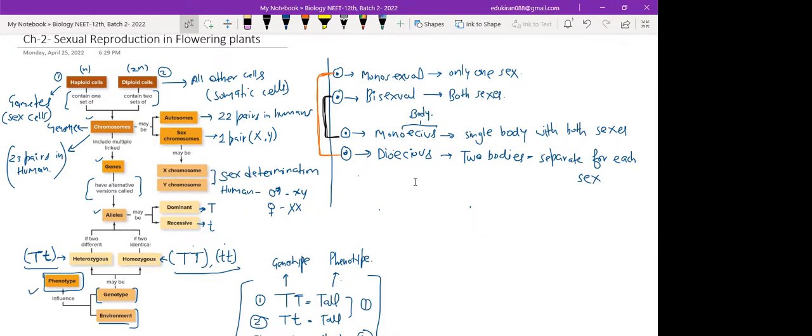Then we came to chromosomes. Chromosomes may be autosomes or they can be sex chromosomes. In autosomes, there are 22 pairs in humans. But for sex chromosomes, there are only X and Y, means one pair. They may be X chromosomes or Y chromosomes. So if it is a male, it will be X and Y. If it is a female, it will be X and X.